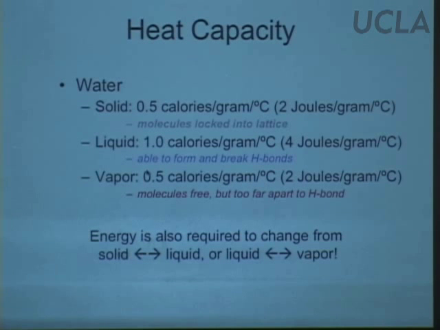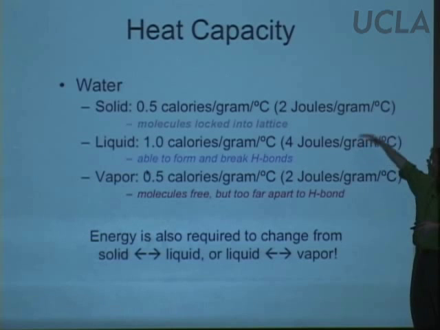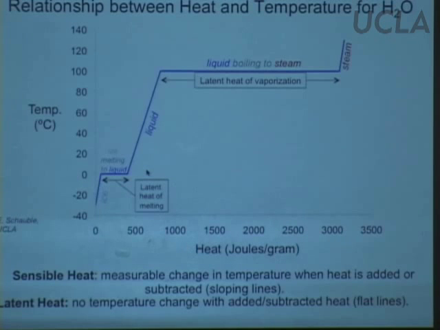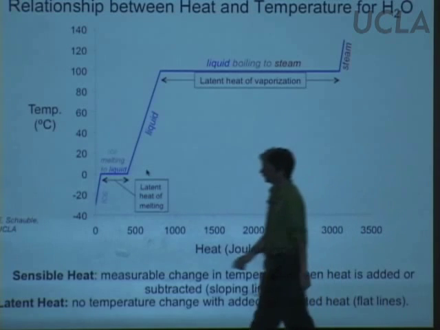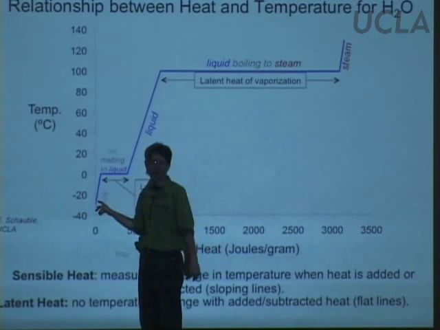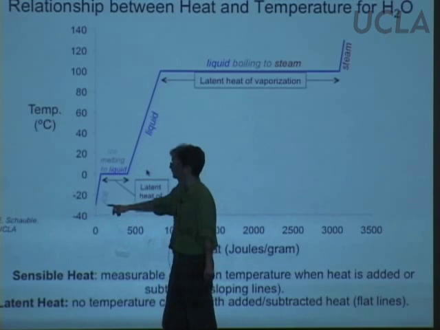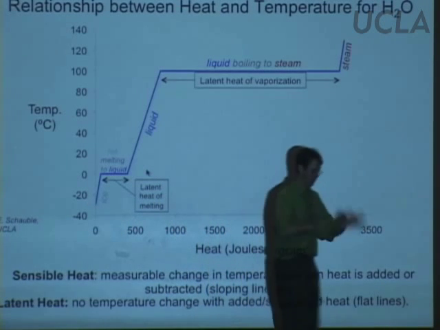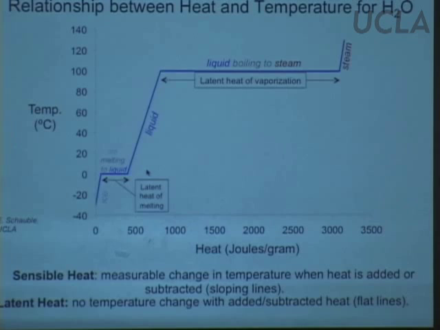Okay? In addition, as I just mentioned, it takes energy to go from one phase to another one. So let's think of starting out with some really cold ice at minus 30 degrees Celsius, which is minus 22 degrees Fahrenheit. And we start adding heat to it. Let's say we have some ice and we just plop it down on a stove, okay, and we turn up the burner.